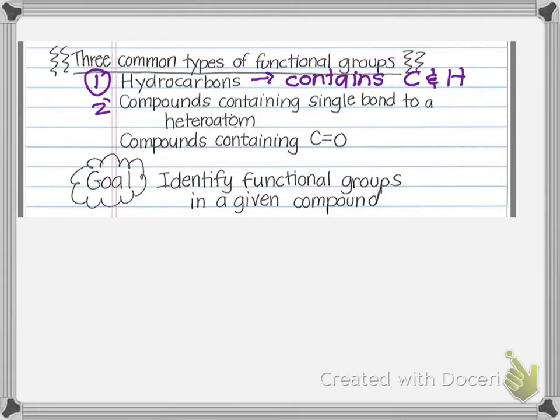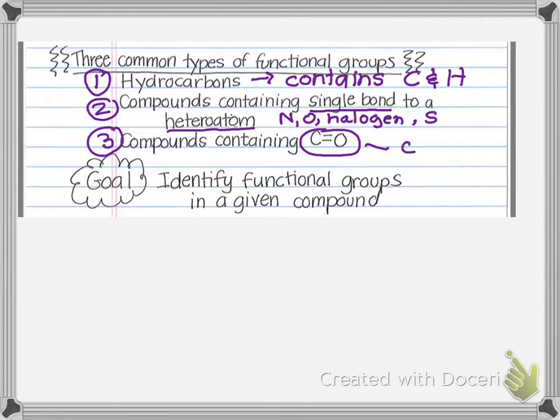The second group is when we have single bonds to a heteroatom. And remember, heteroatoms are things like nitrogen, oxygen, the halogens, or sulfur. And then the third type is compounds that contain a carbon-to-oxygen double bond, which we also call a carbonyl group. The goal of all of this for us is to identify the functional groups. So that's our goal.